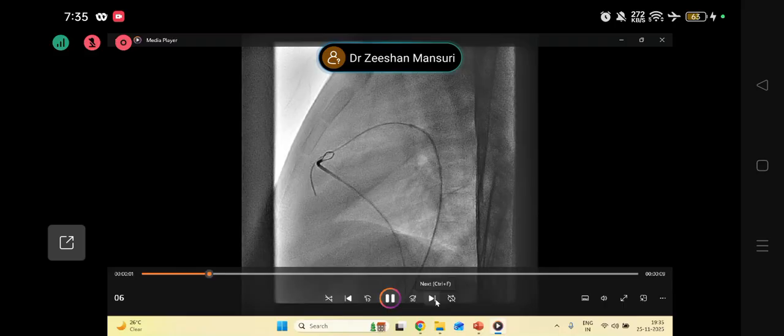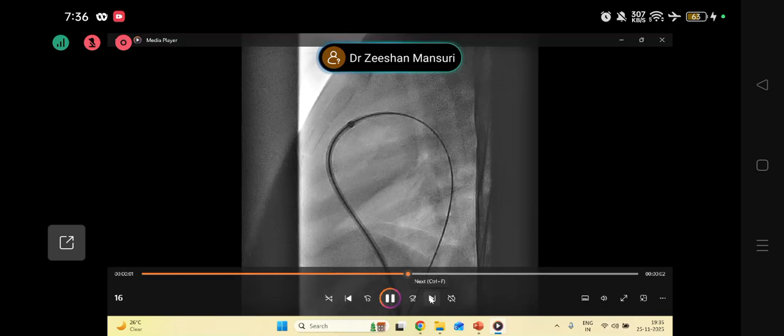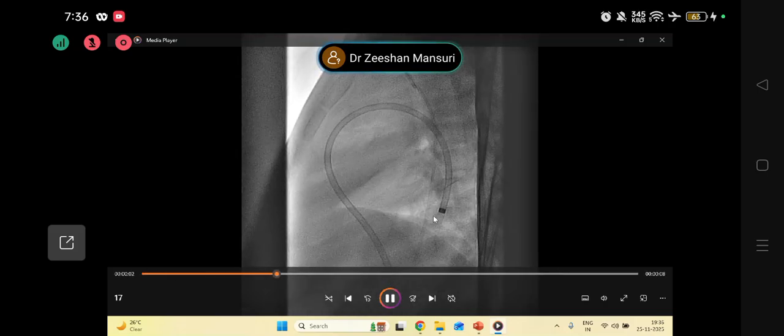We crossed it from the aortic side and snared it from the pulmonary side, because you cannot put a sheath across from the aortic side. So then there is a long sheath, 6 French or 7 French, depending upon the size of the device. Then you put in the device.